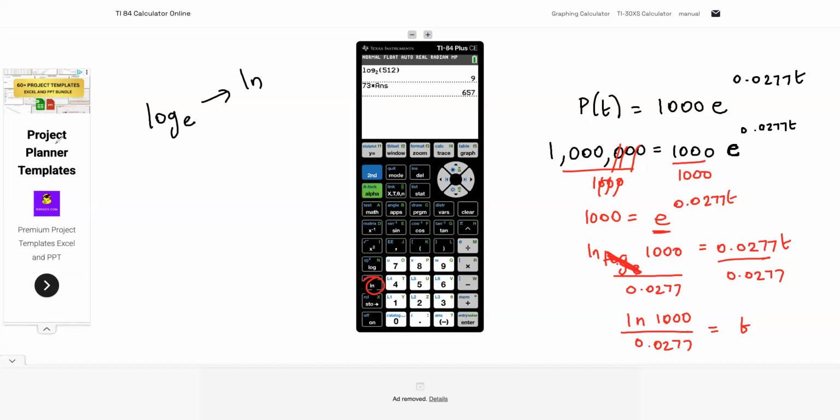Now, if I want to type that into the calculator, I will do ln 1000 divide by 0.0277. That gives me, correct, 249. So approximately 249 minutes. Any questions, guys?